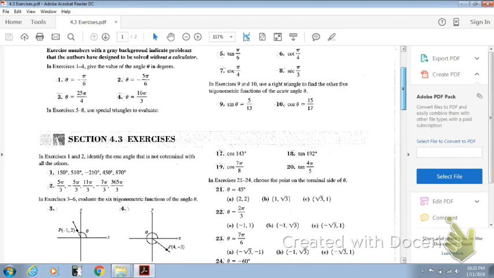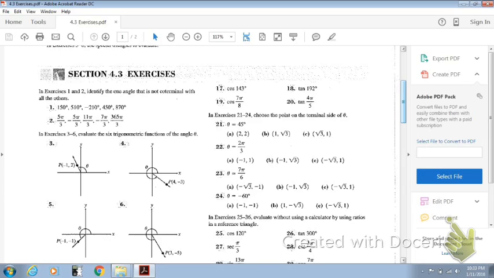Number 21 and 23, it says choose the point on the terminal side of theta. So if theta is 45 degrees, you want to figure out, based on the points given, which one would be in that same quadrant, or what x and y would have to be if theta is 45. For 23, 7 pi over 6, you need to determine what the x and y would have to be for that angle.